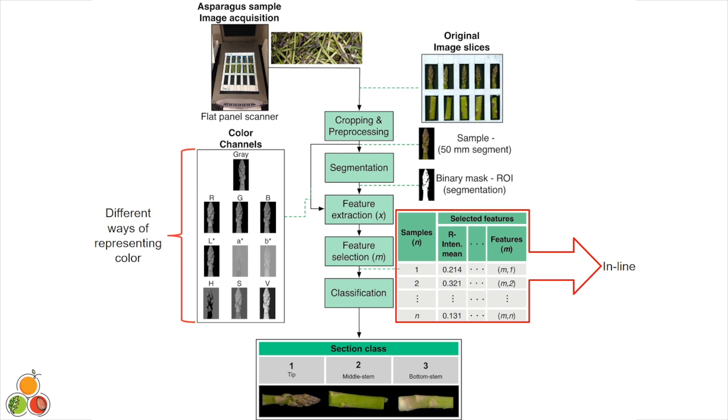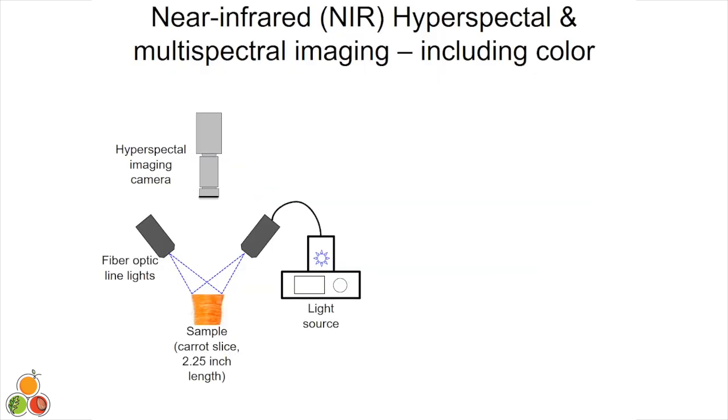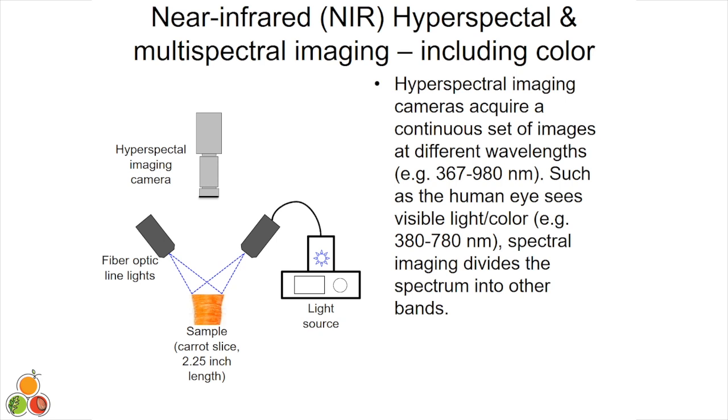If you cut asparagus, techniques like this are already applied, where we can discern between the tip and the bottom of our asparagus. I'll jump through that, so that it's just another example where we could do that. Near-infrared, hyperspectral, and multispectral imaging. All those words are going to be thrown at you guys, and they're very confusing. So what is the difference between hyperspectral and multispectral?